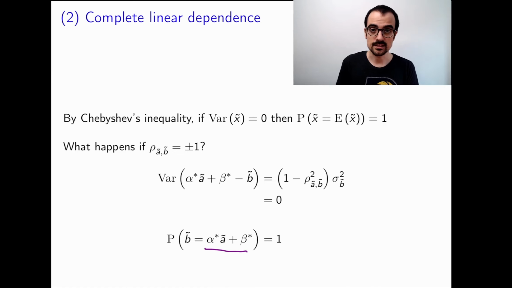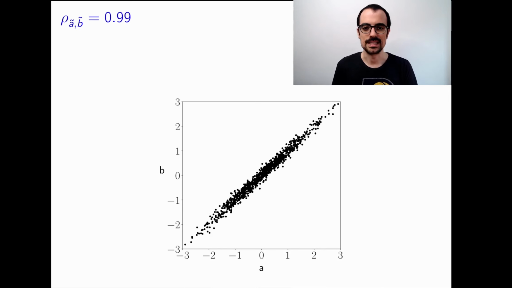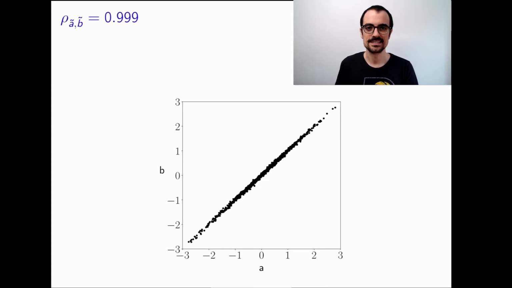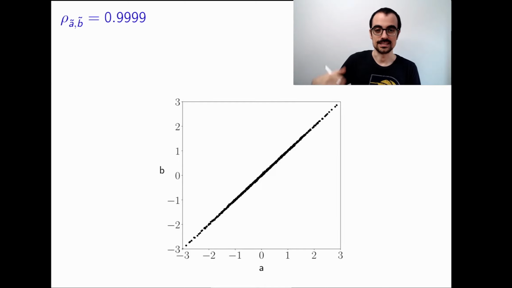In order to illustrate it, let's see what happens if you look at samples of two random variables A and B as we crank up the correlation coefficient towards 1. So here the correlation coefficient is 0.95. Here are, I think, 1,000 samples. These are the samples if we crank it up to 0.99, 0.999, and 0.99999. So we see that the samples almost lie on a line as predicted by our results. In the limit where we approach 1, then they have to lie exactly on that line. This is what we mean when we say that B is linearly related to A with probability 1.